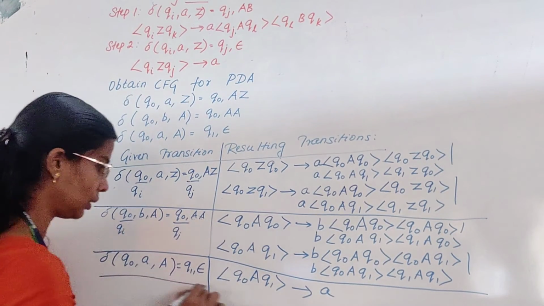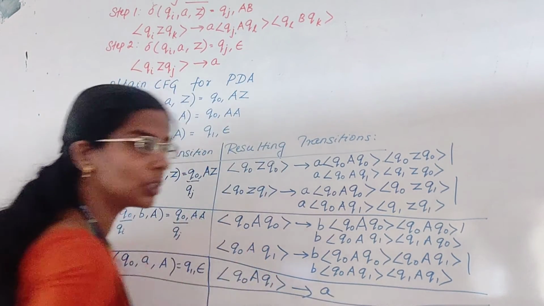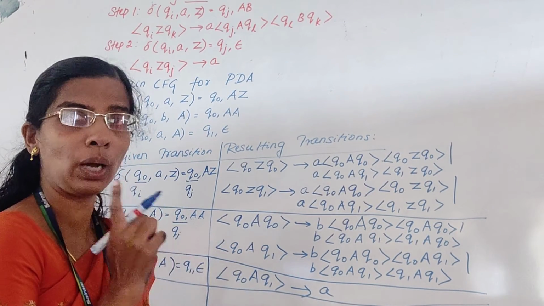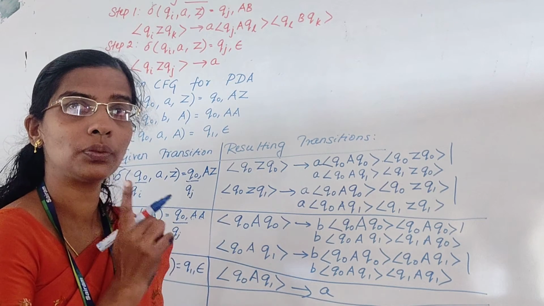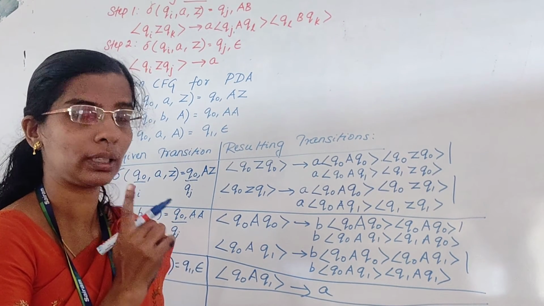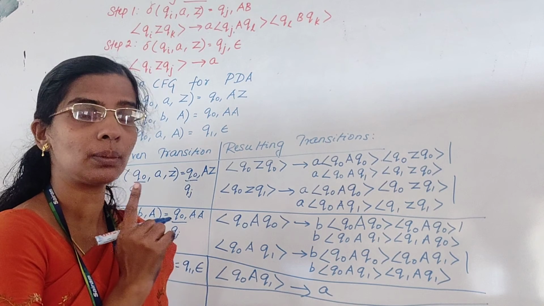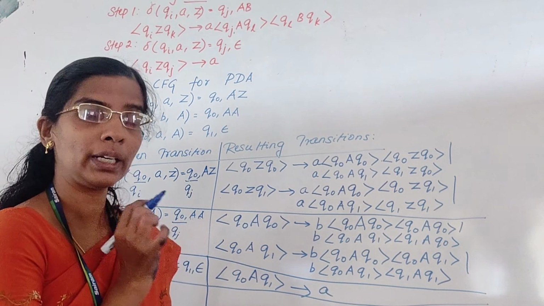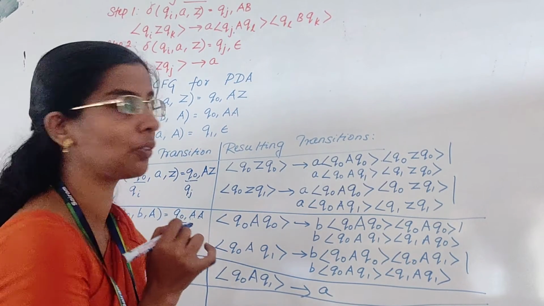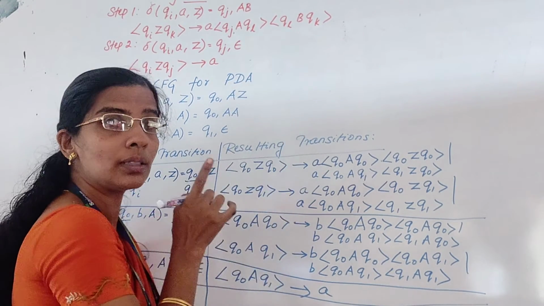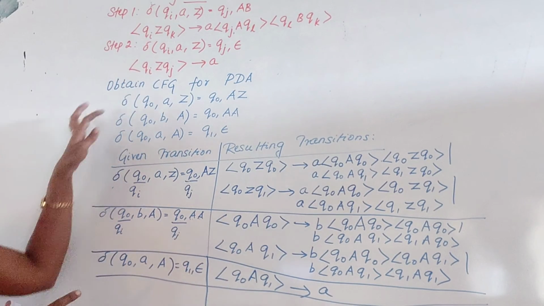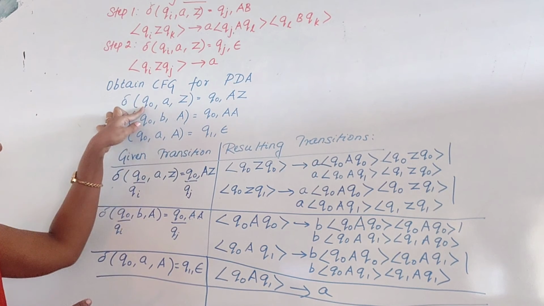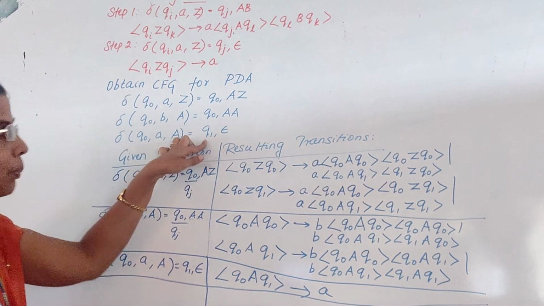So we have converted all the transitions to context free grammar. Now you have one more thing to do. You have to find out the start symbol of your context free grammar. What is the start symbol of your context free grammar? As I told in the beginning of this video, how to identify the start symbol? Find the start symbol of your PDA. Which is the start symbol of your PDA? Q naught.